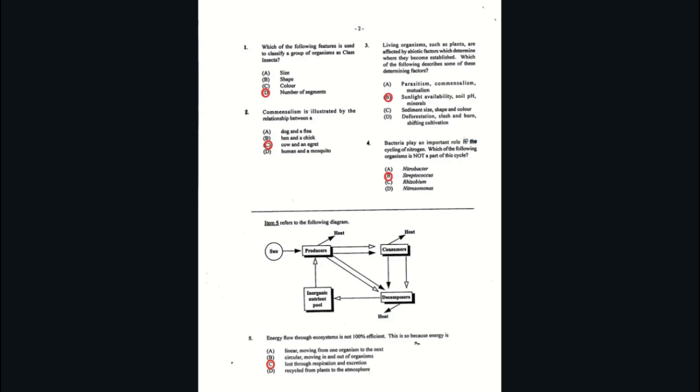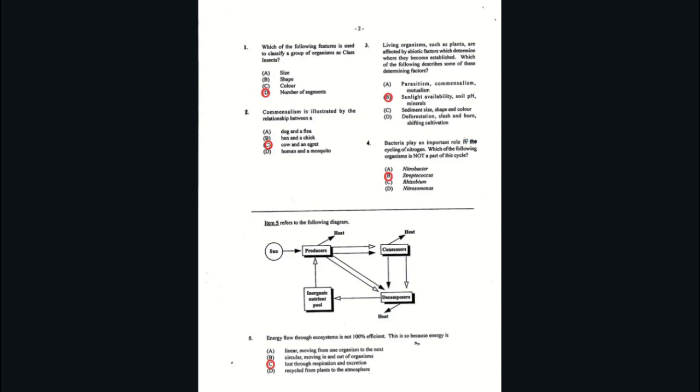The question is which of the following organisms is not a part of the cycle, so we have to rule out streptococcus. Streptococcus is basically a bacterium, but it doesn't really have anything to do with it in this situation, if you get what I mean. So that's basically that. And then let's talk about number five.